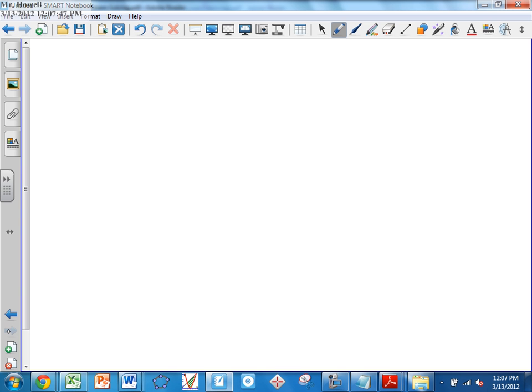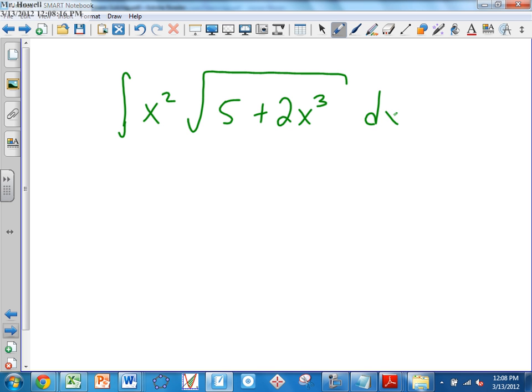So let's take a look at this example. I'm going to go through a lot of examples for this. It's the easiest way to go through this, and that's the way I learned it. The more of this you do, the more you pick up on it. It's one of those intuitive things. I want the integral of x squared times the quantity 5 plus 2x cubed dx.